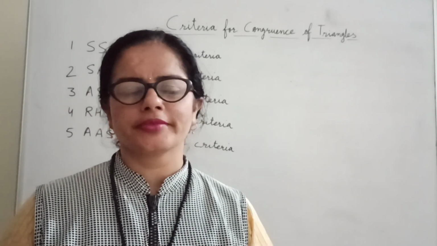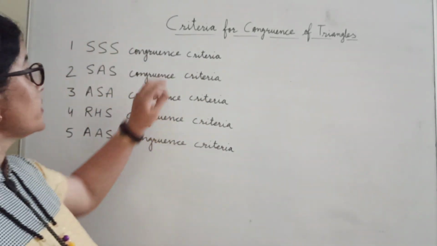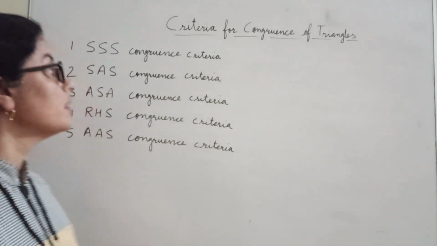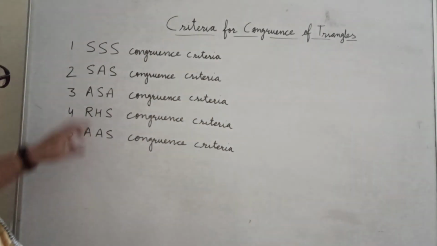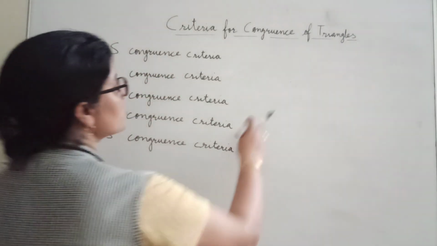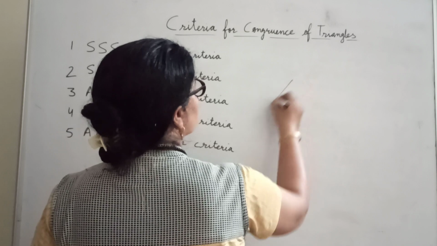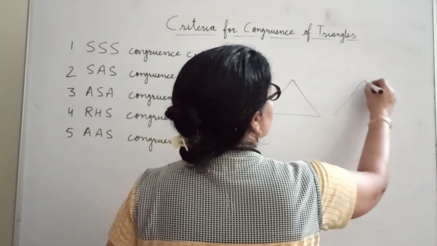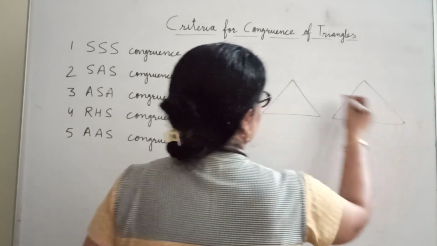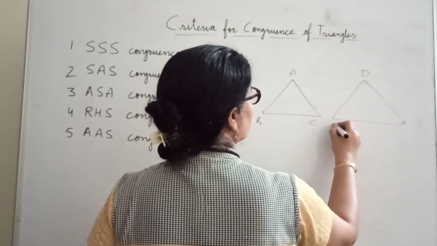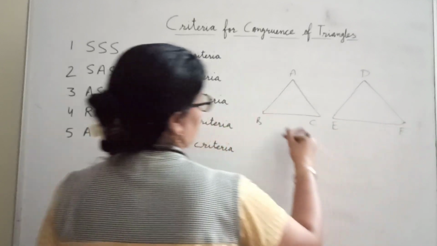Good morning students. Today we will study the criteria for the congruence of triangles. The first criterion is the SSS congruence criterion. If we want to see that triangles are congruent, by what condition, by what criterion, then we have to see what is given here. Let us take two triangles ABC and DEF.